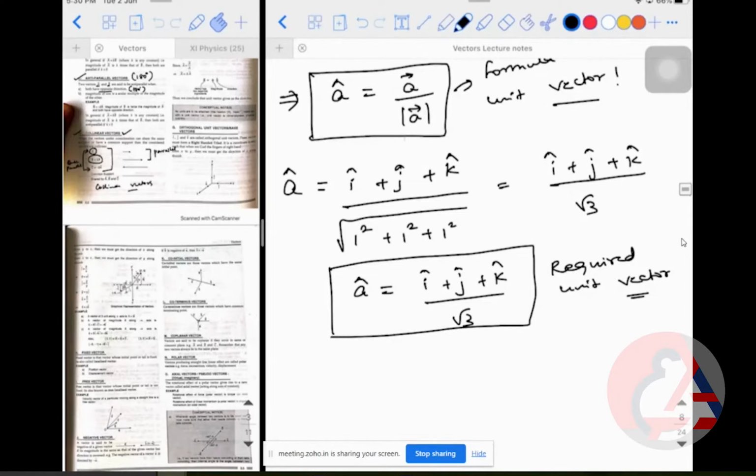If there is any doubt, let me know. I just want to ensure that these points are clear. One is orthogonal unit vectors are clear. Second is position vector is clear. And the third one is understanding how to find the magnitude. And the last one is how to find the unit vector if a vector is given. So are all these points clear?